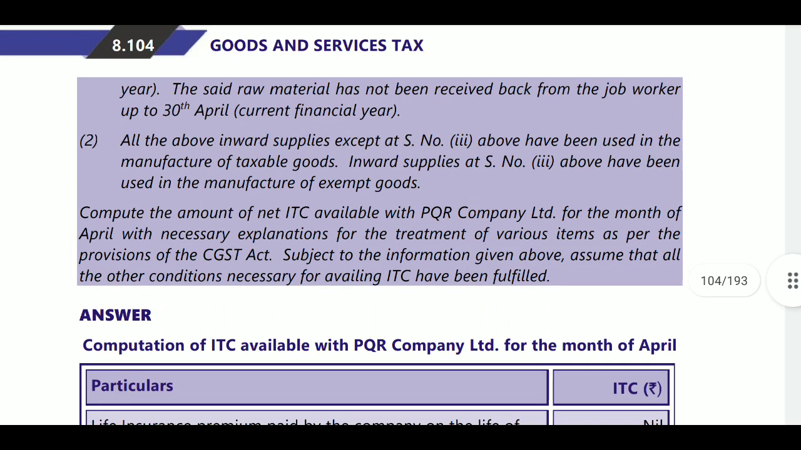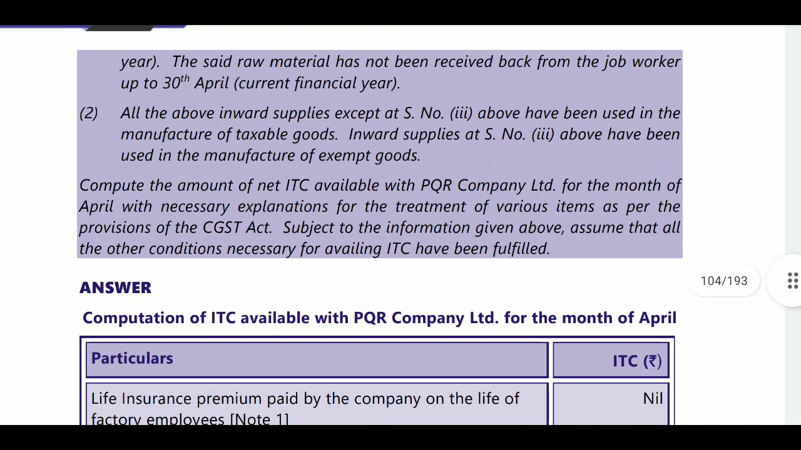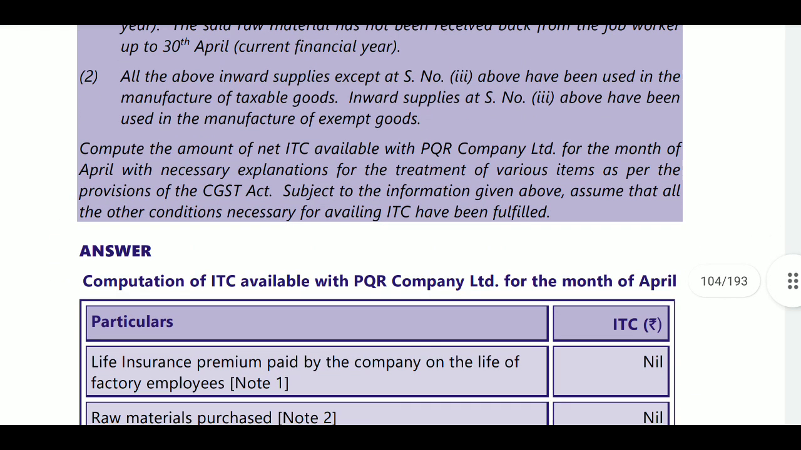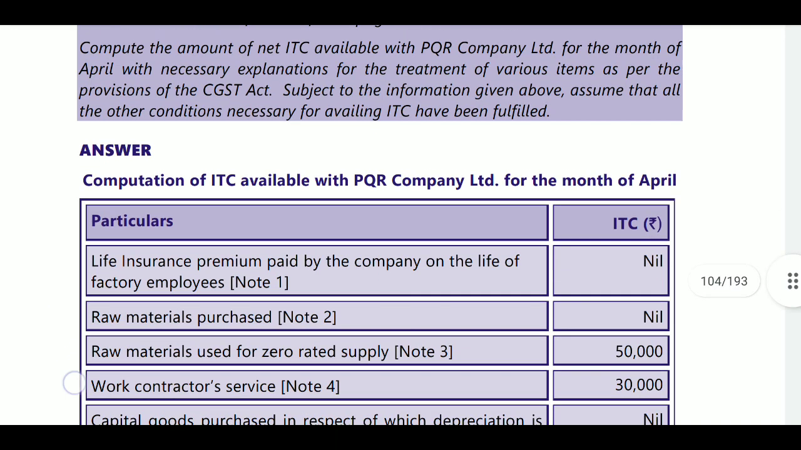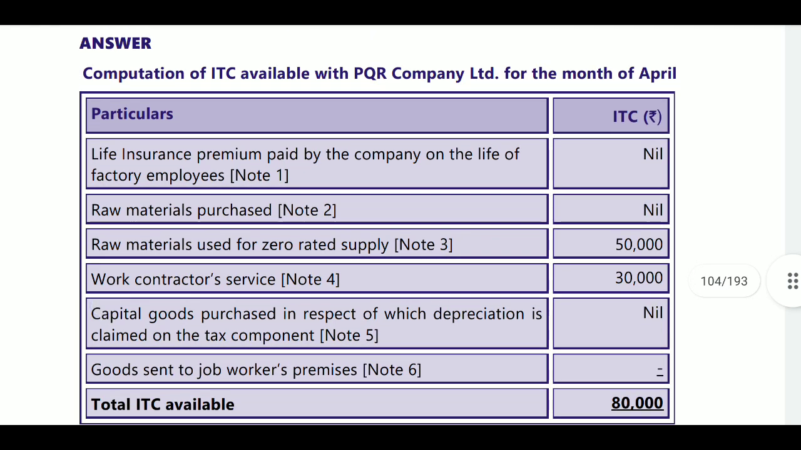Next, compute the amount of net ITC available with PQR Company Limited for the month of April, with necessary explanation for the treatment of various items as per provisions of the CGST Act, subject to the information. So we have calculated what amount we have got, only 80,000. So see the answer. Computation of ITC available with PQR Company Limited for the month of April.